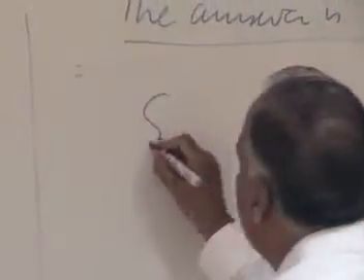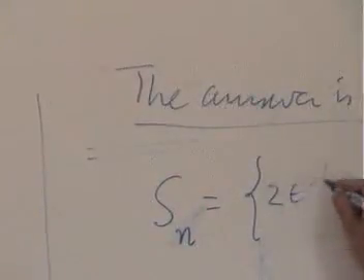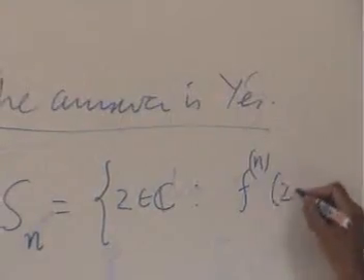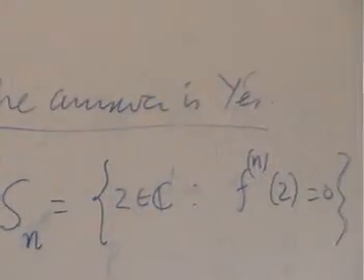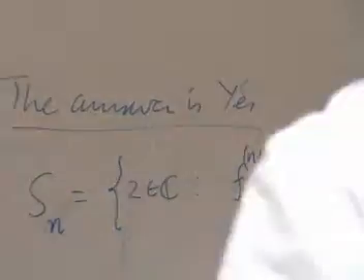And okay, let's see. Suppose I define the set Sn to be all the points that belong to C such that the nth order derivative vanishes. So in other words, I go and collect all those points at which the function is 0. I call it S0. I go and look at all those points where the first derivative is 0. I call it S1. I collect all those points where the second derivative vanishes and I call it S2. So Sn is the set of all those points where the nth derivative vanishes.